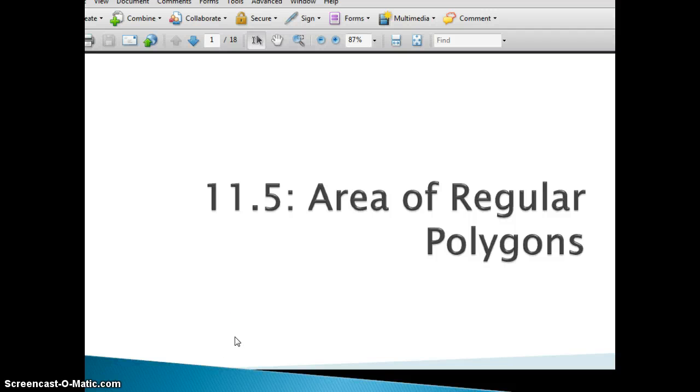Welcome to section 11.5, area of regular polygons. Today we're looking at two special polygons, the regular hexagon and the equilateral triangle, and seeing if there's a specific formula we can use to calculate the area of each.